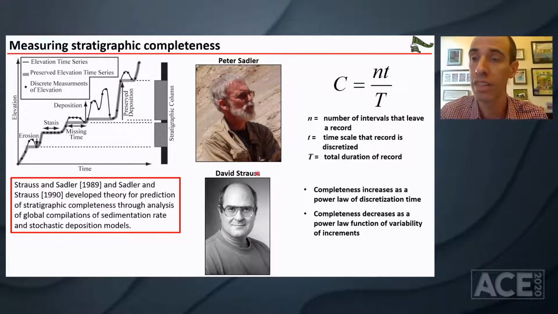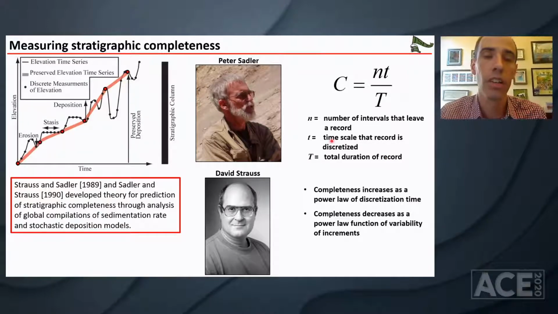Now, Pete Sadler and David Strauss related how complete the record is to the time scale. This completeness is also related to the averaging time scale that you are putting on your record, basically the time scale at which you are discretizing the record. So let's assume rather than a really fine time scale of discretization, maybe we only have information recorded once at each of these red dots, right? So our time scale of discretization is coarser.